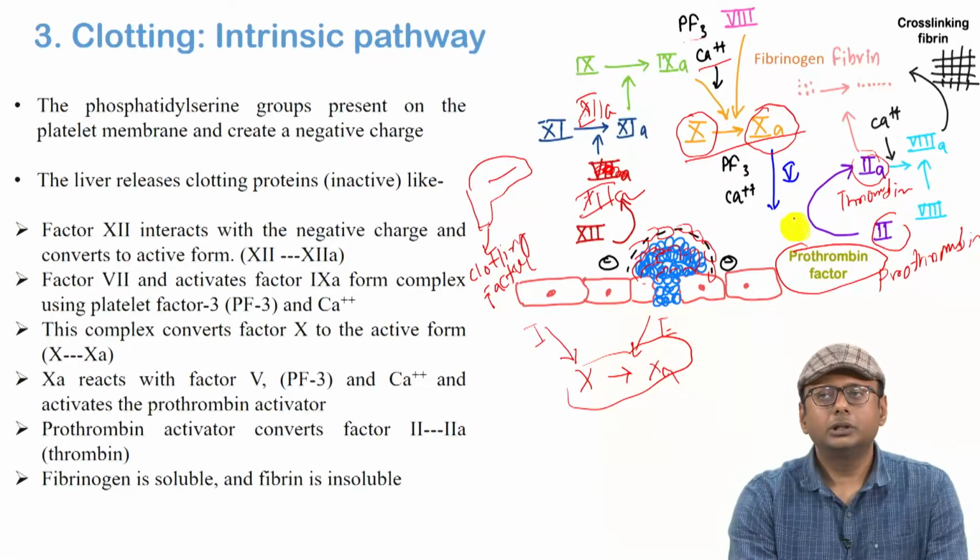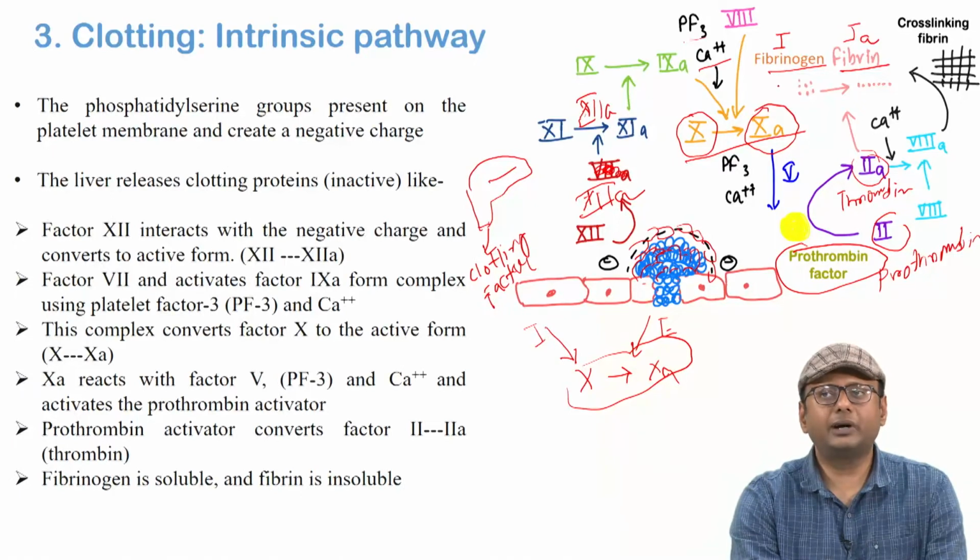Okay. So, this cascade of events happens. After that, eventually prothrombin, also called factor 2, gets converted to thrombin, which is factor 2A. And finally, when thrombin, or factor 2A, is formed, it activates the formation of fibrin from fibrinogen. Fibrinogen is also called factor 1, and fibrin is called activated factor 1.